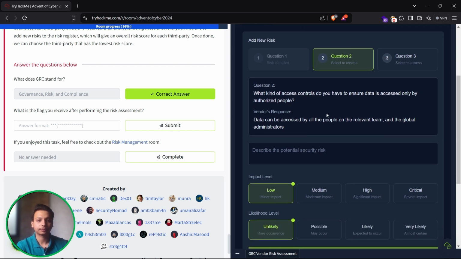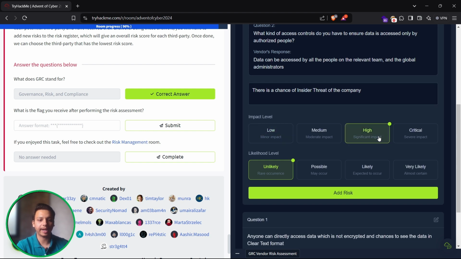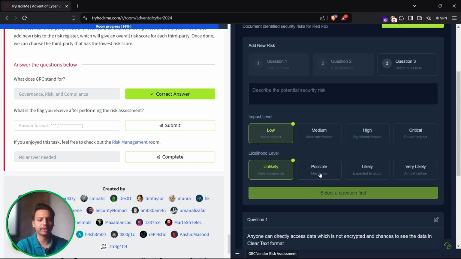Similarly for question 2: what kind of access control do you have to ensure data is accessed only by authorized people? The vendor has responded that data can be accessed by all the people on the relevant team and the global administrator. So there is a chance of insider threat in the company, right? The impact level is a little bit high, and for likelihood it says it's a rare occurrence. So let's just add the risk.